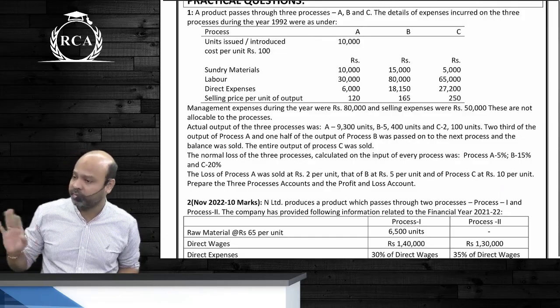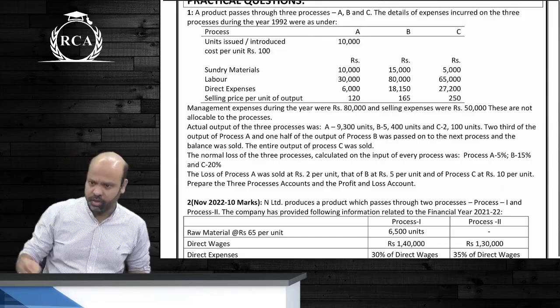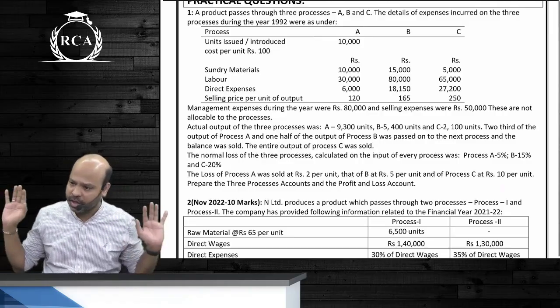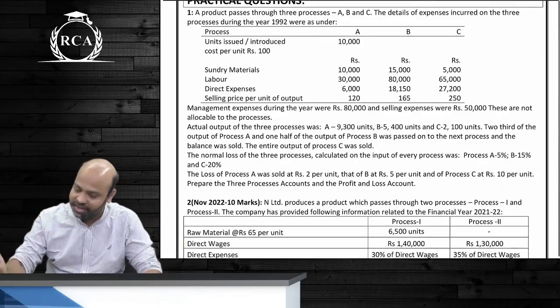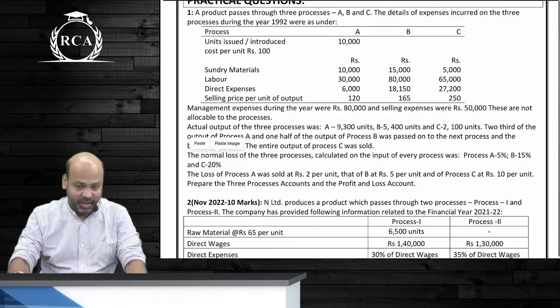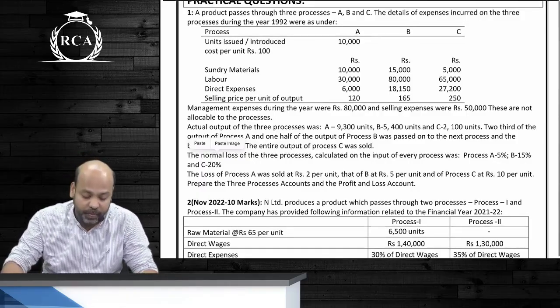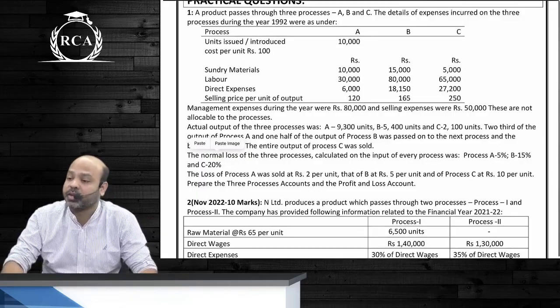Guys, don't finish in a hurry. I know that you're always in a hurry to finish questions. Don't worry, I'll give you 5-6 questions as homework today. Do them quickly at home, sitting comfortably, okay? So guys, 10,000 units were introduced in process A at a cost of 100 rupees per unit. Focus on your studies.